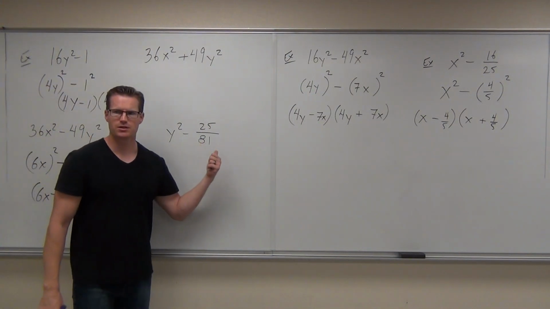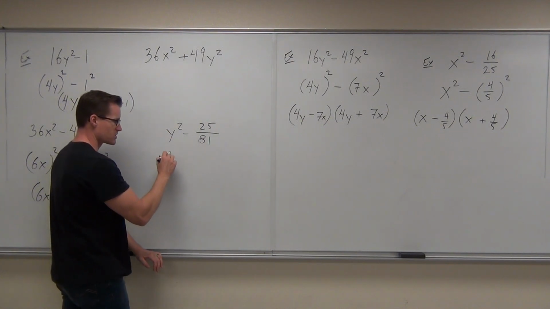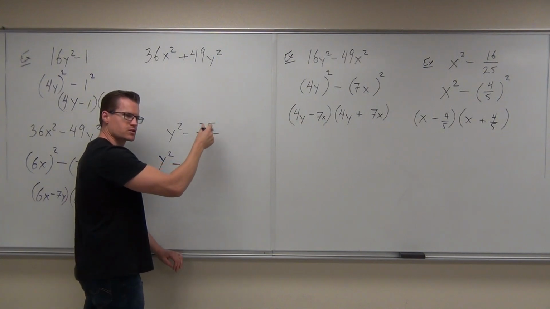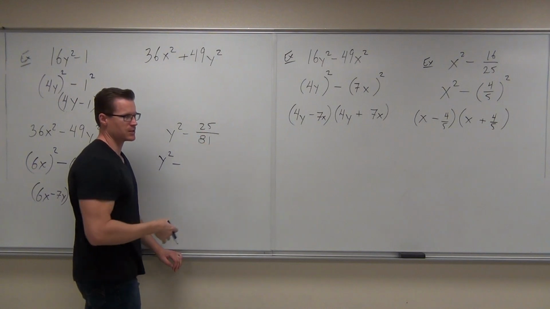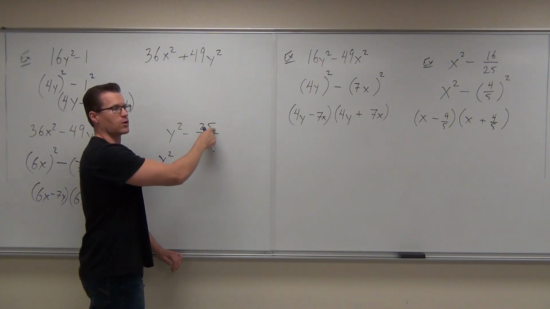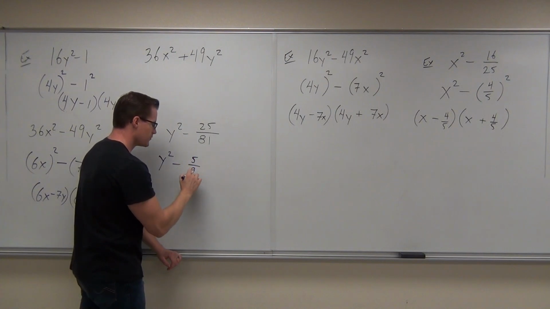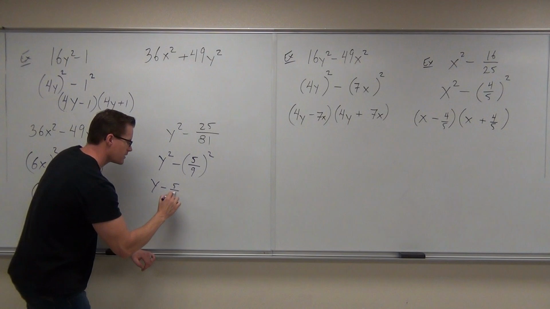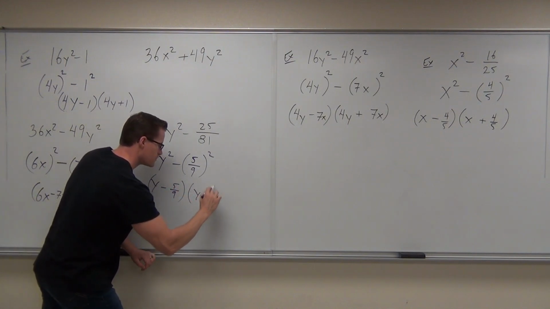Last one, did you guys do the fraction? Yeah. Cool. This one's pretty straightforward. There's no number up front, so we just have that y squared. Here, as long as these are both perfect squares, any fraction is not a problem. As soon as you have one that's not a perfect square, you can't do it. So if that was like a 24, you go, no go. But this being 5/9 squared makes it pretty easy for us. We can do y minus 5/9 and y plus 5/9.